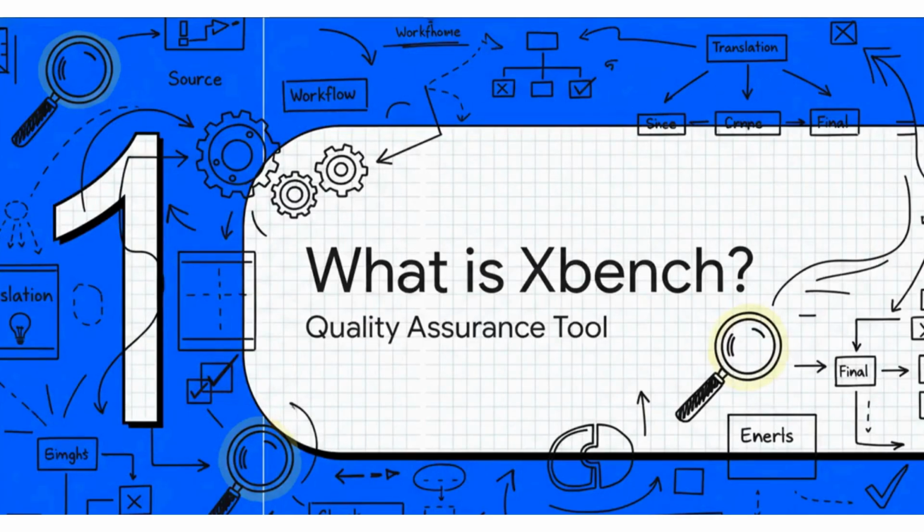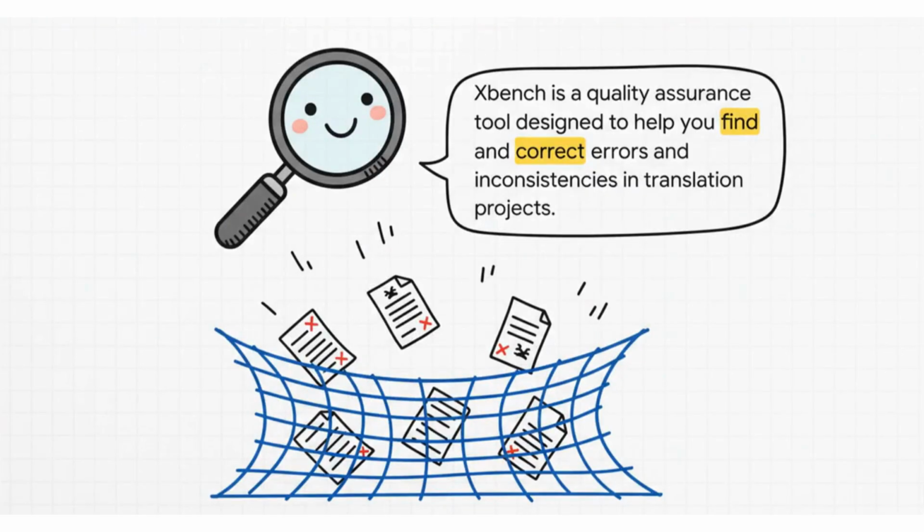Okay, first things first. Before we start clicking buttons, let's get a clear idea of what Xbench is and, more importantly, what it does for us in a translation project. Think of Xbench as your digital proofreader. It's this fantastic tool that helps you manage terminology, and most importantly, it's designed to sniff out all kinds of potential errors in your translation files. It's really your best friend when it comes to ensuring consistency and quality.